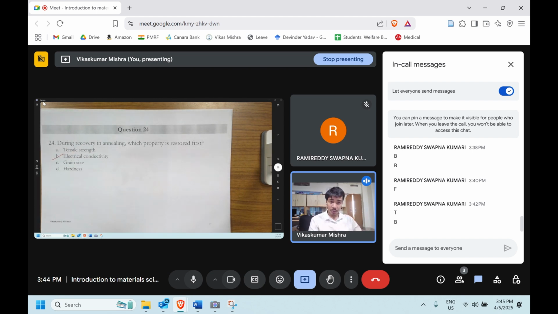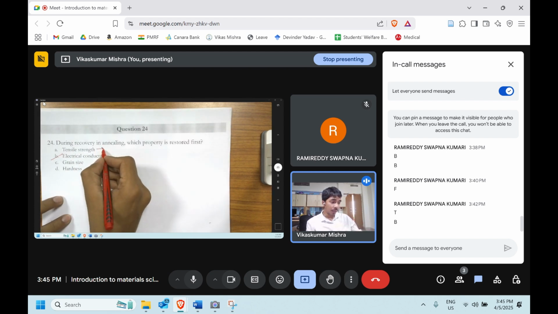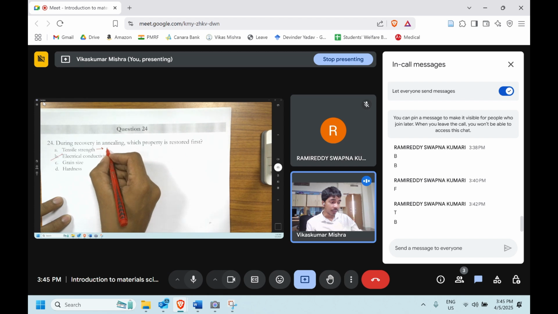We just now discussed that the dislocation energy is utilized in the recrystallization, right? So the dislocation density will decrease during the recrystallization stage, and we know that the tensile strength depends a lot on the dislocation density. So this is going to happen during the recrystallization.